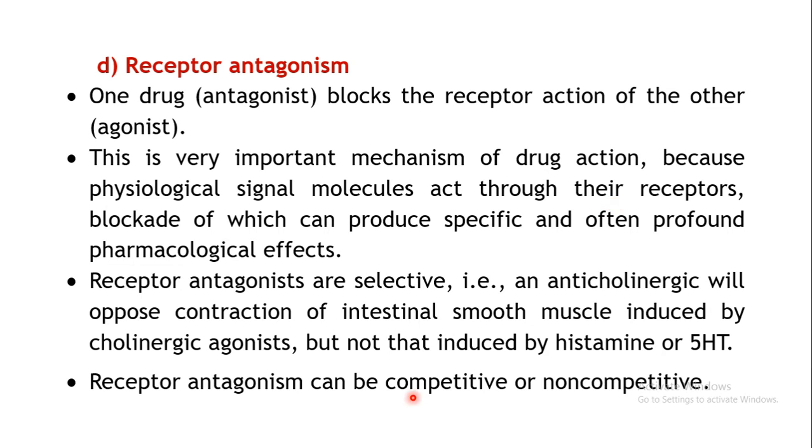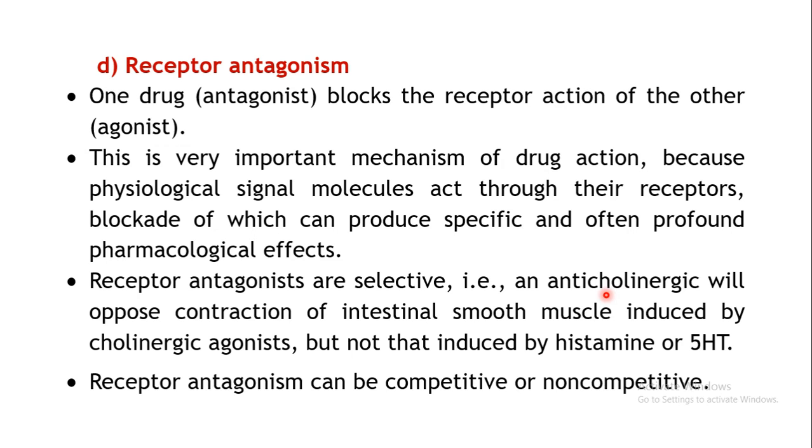Now here the receptor antagonists may be quite selective. There are certain selective antagonists available, that is, they can antagonize only a particular type of receptor. Say, for example, an anticholinergic will oppose the contraction of the intestinal smooth muscle which is induced by a cholinergic agonist. That is, the intestinal smooth muscle contraction which is produced because of the interaction with the cholinergic receptors. So these are only blocked by an anticholinergic drug.